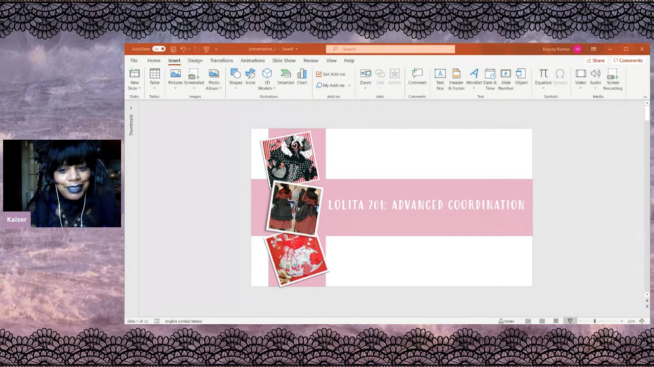All right, so you want to do advanced coordination, huh? I gotcha. One of the very first things that's really important about doing advanced coords is having a theme, a motif, or inspiration. Just the overall concept to your coords is super important. And it could be anything from a really cool, fun accessory to an overall fashion style that you see on the runway that you want to replicate in Lolita.